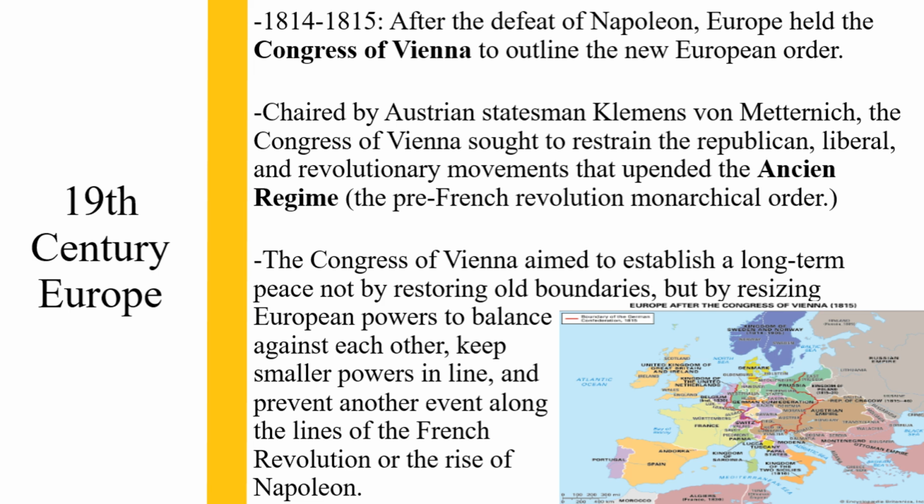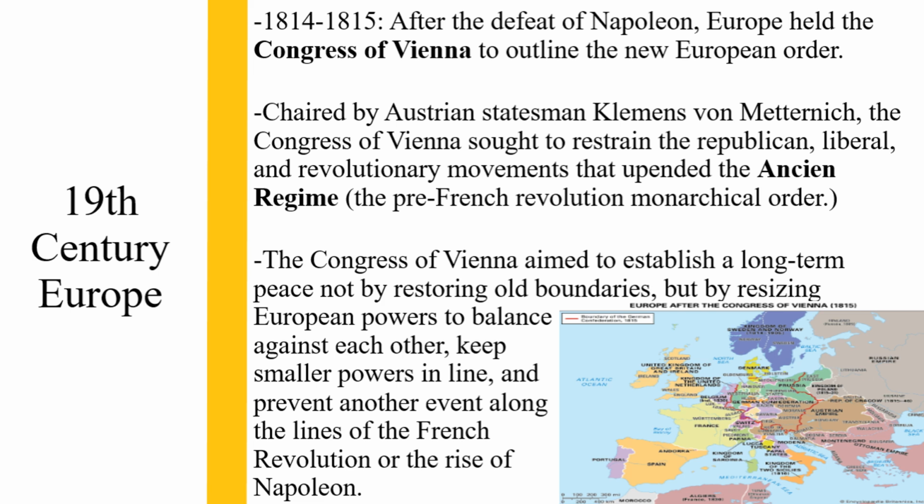So, starting in 1814 and 1815, after the defeat of Napoleon, Europe held the Congress of Vienna to outline the new European order. Chaired by the Austrian statesman Clemens von Metternich, the Congress of Vienna sought to restrain the Republican, liberal, and revolutionary movements that upended the Ancien regime, which was the pre-French Revolution monarchical order of France. The Congress of Vienna aimed to establish a long-term peace not by restoring old boundaries, but by resizing European powers to balance against each other, keep smaller powers in line, and prevent another event along the lines of the French Revolution or the rise of Napoleon.